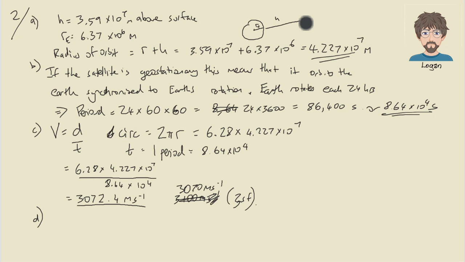Okay, we've got potentially 2 ways we can do acceleration of the satellite. We could probably look at its force using this one. Actually, we can't. Why can't we? Because we don't know the mass of the satellite, so we can't use that. But we can use this: a_c equals v squared over r.